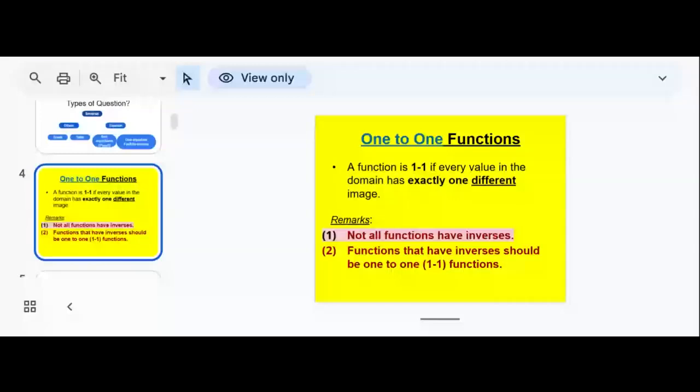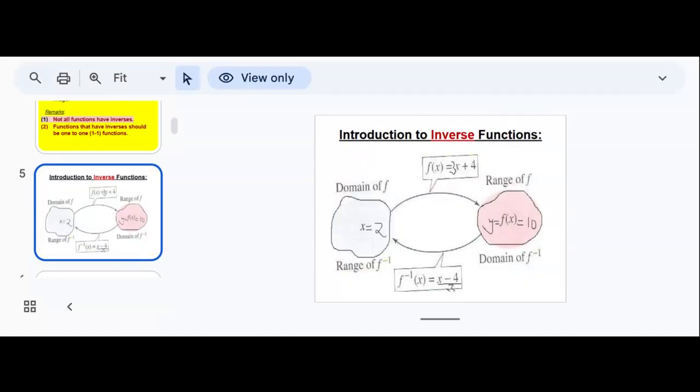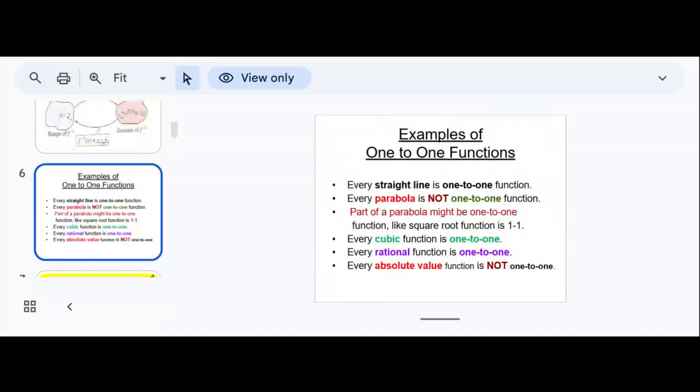One-to-one function. Not all functions have an inverse. Remember that. It should be one-to-one, checked using what? The horizontal line test. Every straight line is a one-to-one function. Every parabola is not one-to-one. Part of the parabola might be one-to-one, like the square root function is one-to-one.